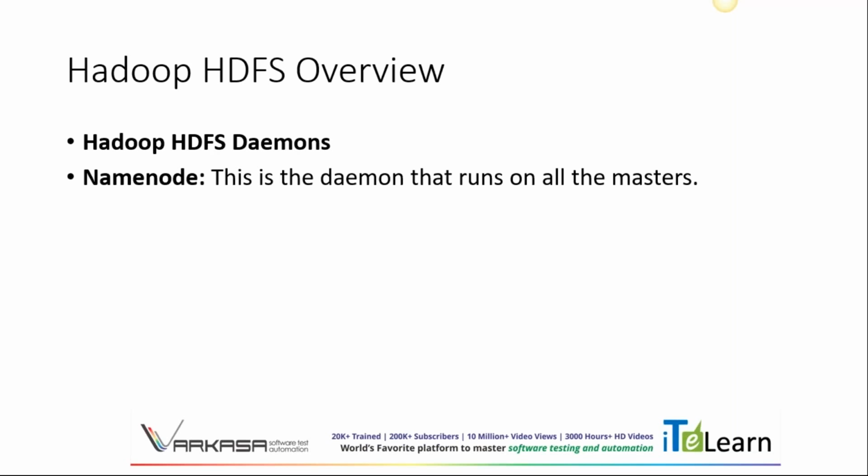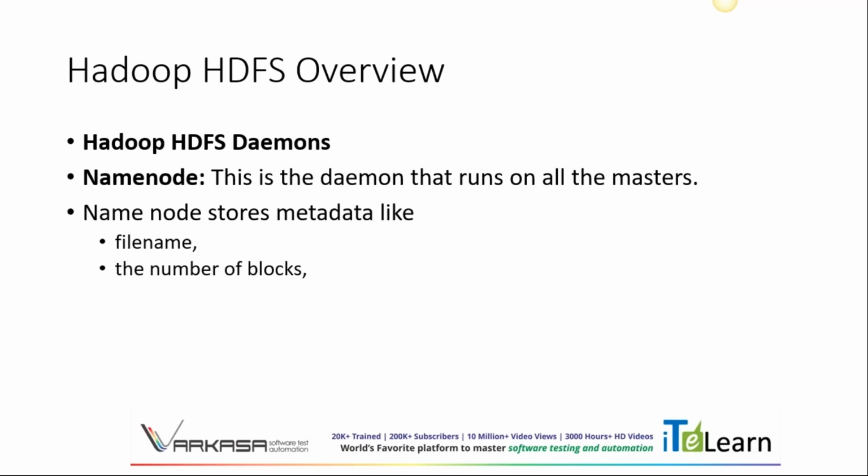The name node is the daemon that runs on all the masters, and the name node stores metadata. Metadata means data about data, like the file name, the number of blocks to be written, the number of replicas, the location of the block on the data node, and the block ID, etc. All of these are stored in the name node.